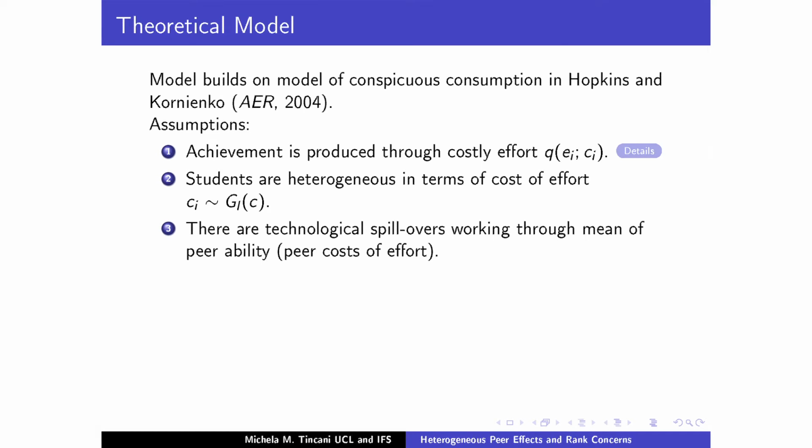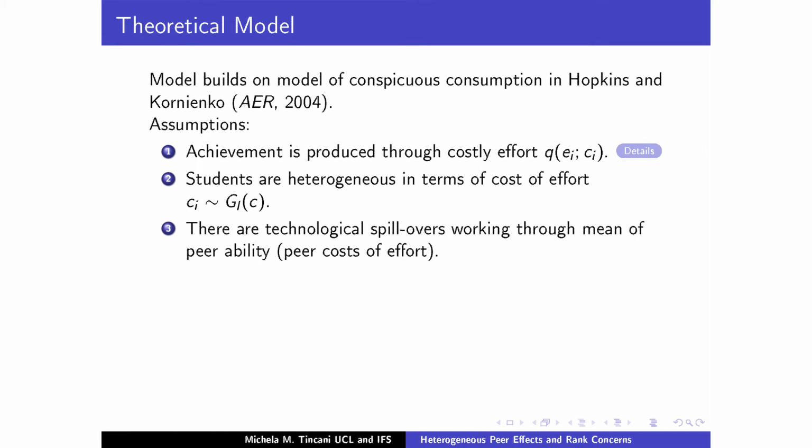So the assumptions, some of them are very standard. Achievement is produced through costly effort. This is the effort of student i. This is a student type, like a parameter in the model. And this is the cost of effort. C is something that will increase the cost of effort for every effort level. So I will improperly refer to C as a student's cost of effort because it increases their cost of effort. Then students are going to be heterogeneous in terms of this cost of effort. So there's a certain distribution in each classroom of the cost of effort.